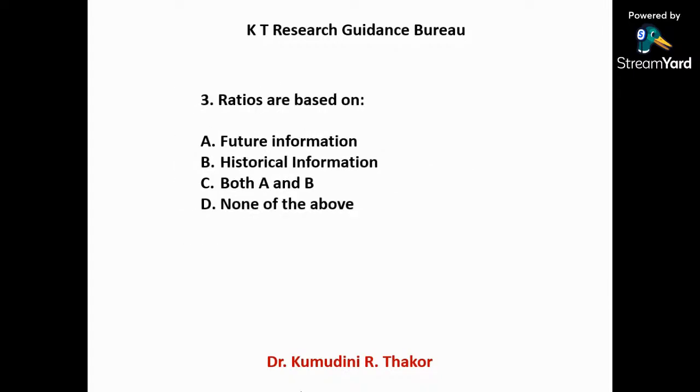Third one: ratios are based on A, future information, B, historical information, C, A and B both, and D, none of the above. Now refresh your memory. Ratios are always based on historical data. No doubt, with the help of historical data, we can design our future. So, they are not based on future information. Obviously, they are based on historical information. So, correct answer is B, historical information.